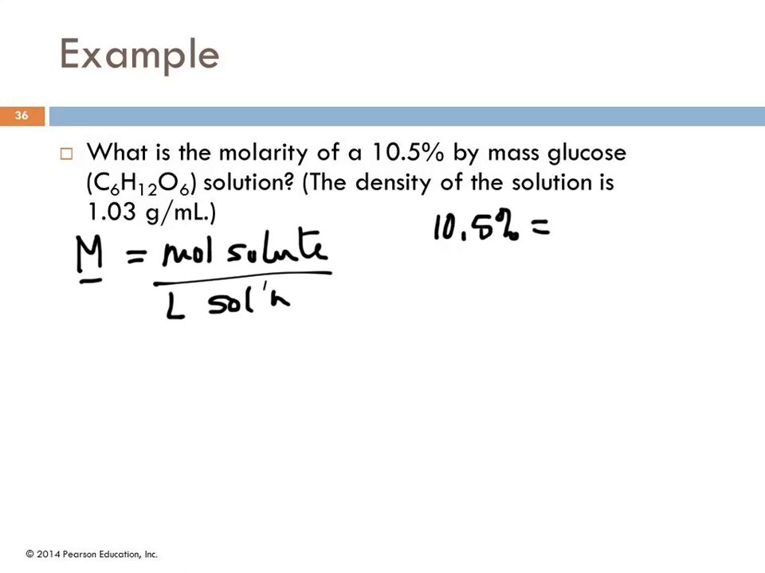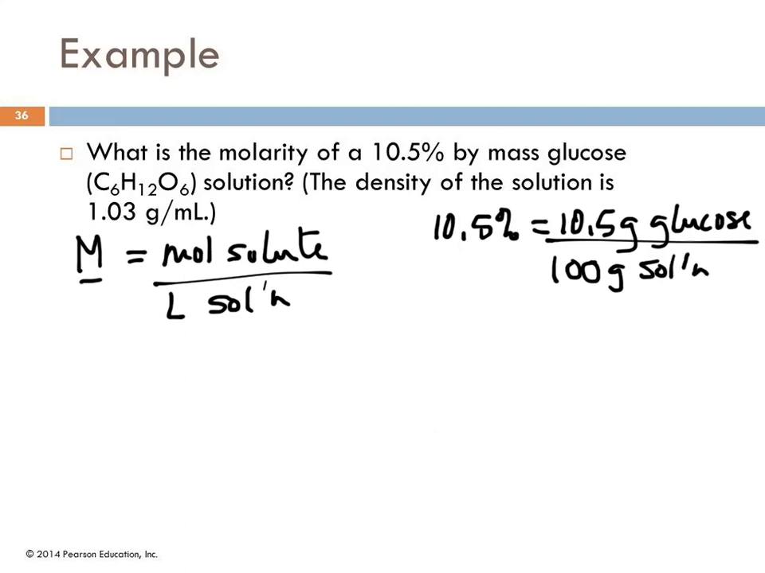10.5% is 10.5 grams of glucose per 100 grams of solution. And then I also have a density here, which is grams of solution to milliliters of solution. This is one of the unusual times when you actually start with a per unit, but there's nothing else to start with, is there? I'm going to start with the concentration as a percent. So I've got 10.5 grams of glucose, I'm going to write its formula, C6H12O6, per 100 grams of solution.